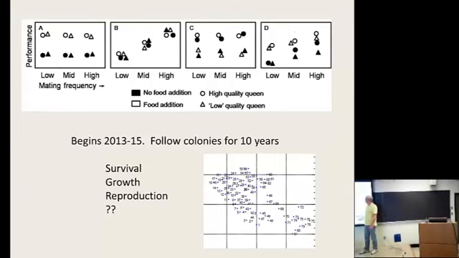And then we're going to follow them for the next X years, 10 years, I said, and measure a variety of things: survival, growth, reproduction, and so on. And maybe whatever else we can think of. To see if we can now experimentally pull apart the independent effects of mating frequency or food addition or environmental quality or queen quality and so on.